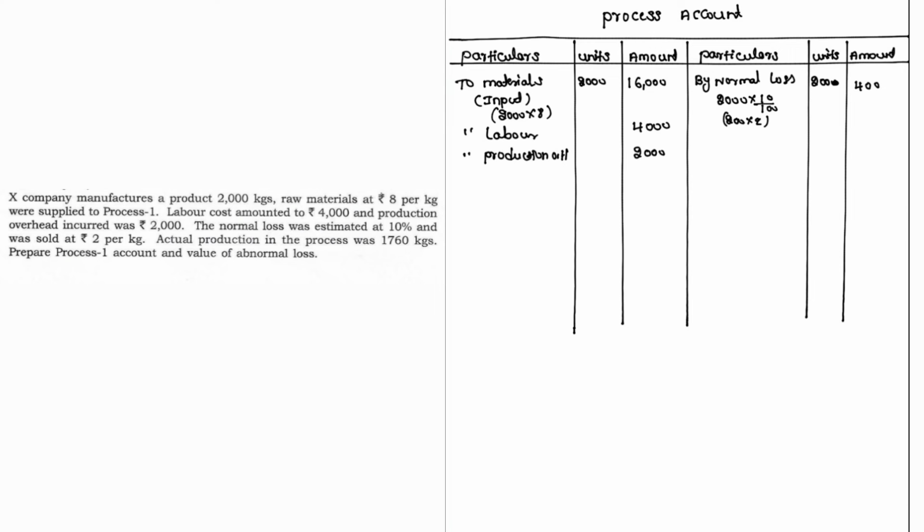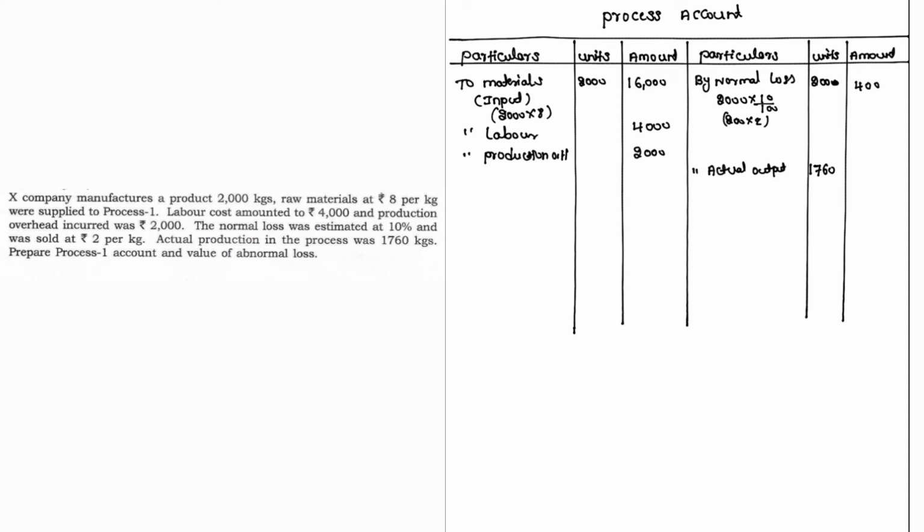Next they given actual production. So actual production they given, actual output or actual production, 1760 units. So actual output 1760 units, but we don't know the value, that we have to identify. To identify that, first we have to identify abnormal loss units as well as abnormal value.